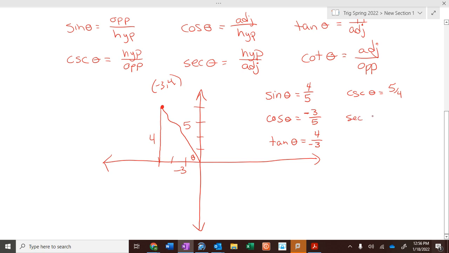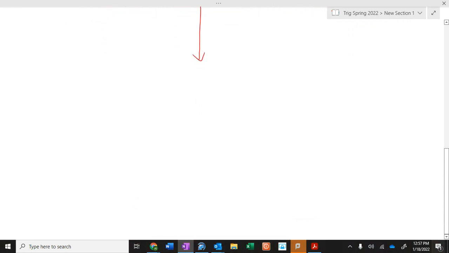The secant of my angle, what? Or -5/3. And the cotangent of my angle, -3/4. Okay, -3/4. Questions on that? Okay, I think you guys handled that pretty well.